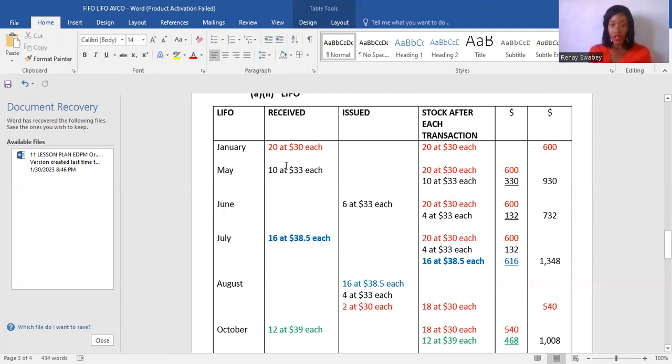So in January, we purchased these 20 items and we're going to sell it in August. In August, we're going to sell it last. We're selling it last because it's the first thing in. So it's sold at last. 2 at $30, 18 at $30 each because 20 minus 2 left 18. 18 times 30 is $540.